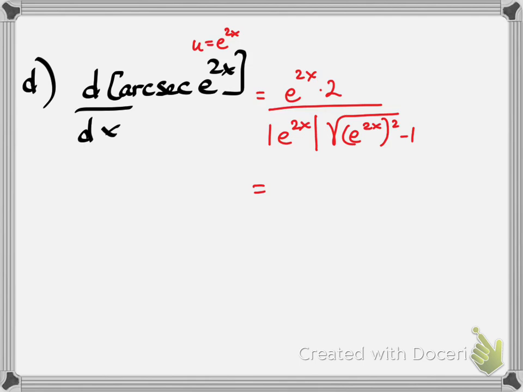So it's u prime over the absolute value of u, and then square root of u squared minus 1. So the derivative of this is a chain rule, e to the 2x times 2, over the absolute value of the e to the 2x.